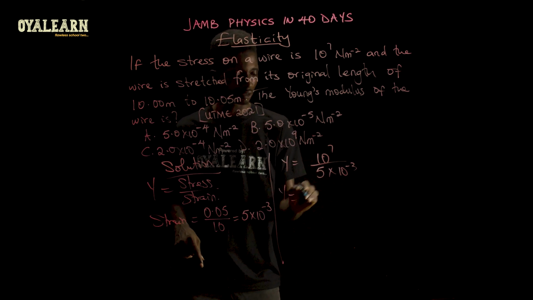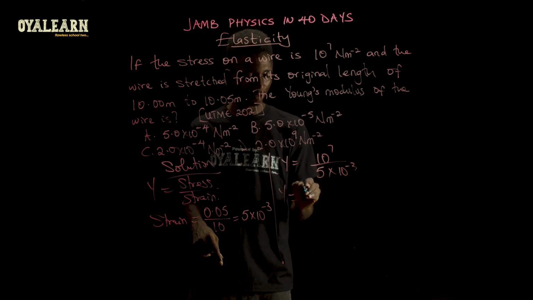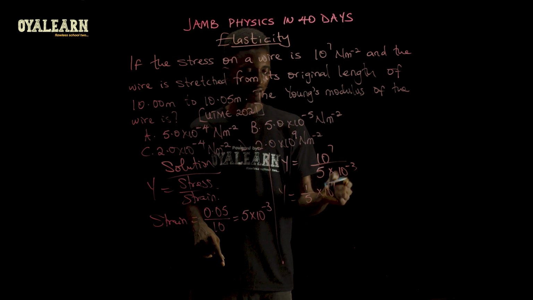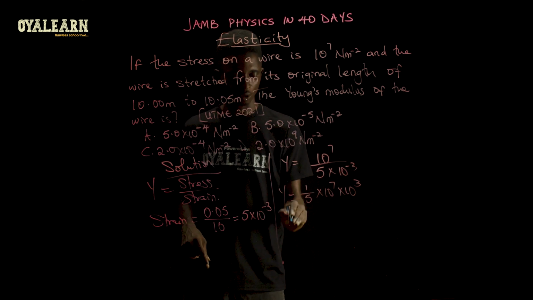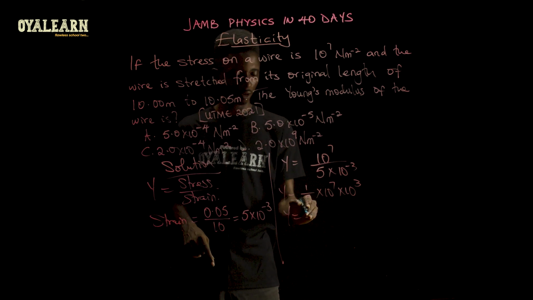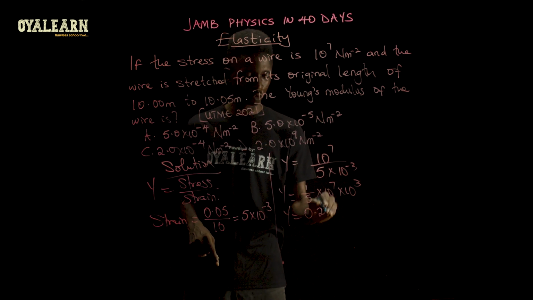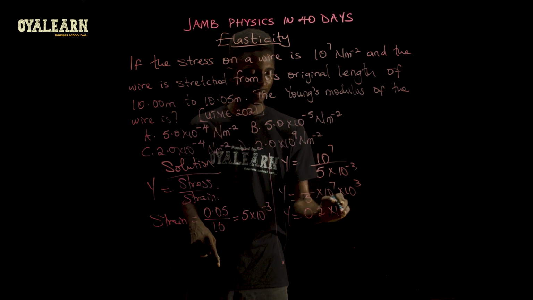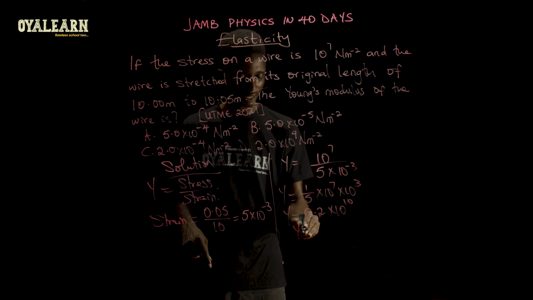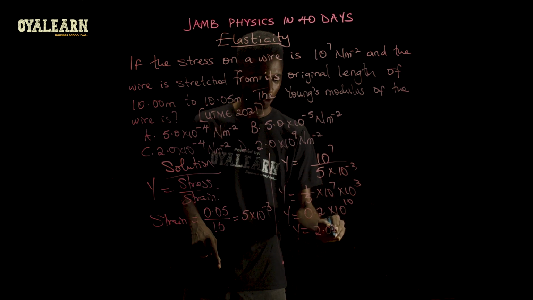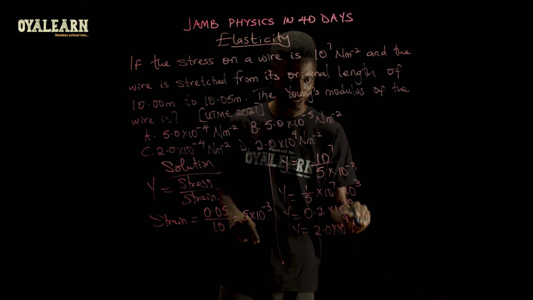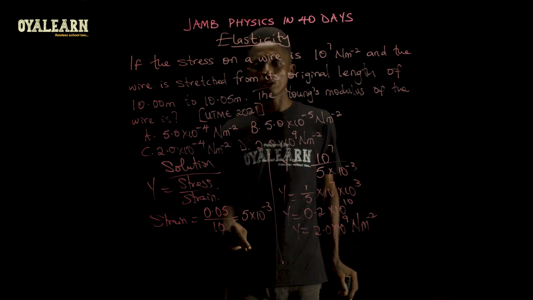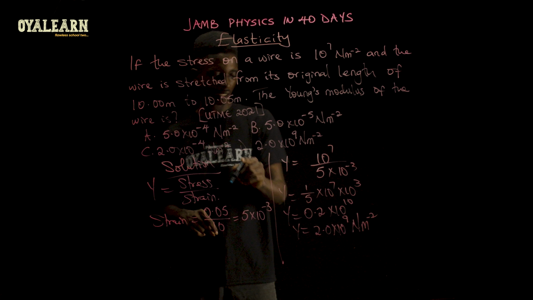Now if we resolve this, this is basically like saying 1 over 5, then times 10 raised to the power 7. Then when this goes up, it becomes positive times 10 raised to the power 3. Y therefore becomes 0.2 times 10 raised to the power 10. So we can then write this as 2.0 times 10 raised to the power 9. And Young's modulus is measured in Newton per meter squared. So the correct option in this case is option D.